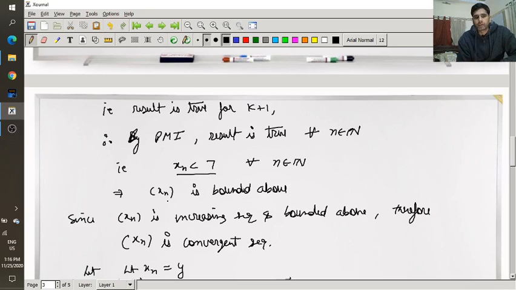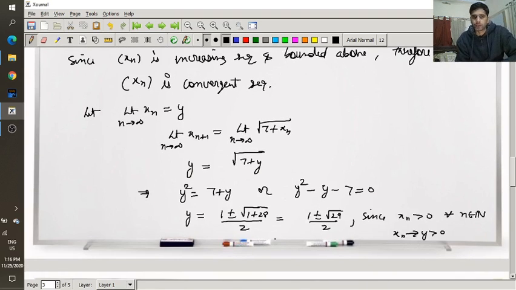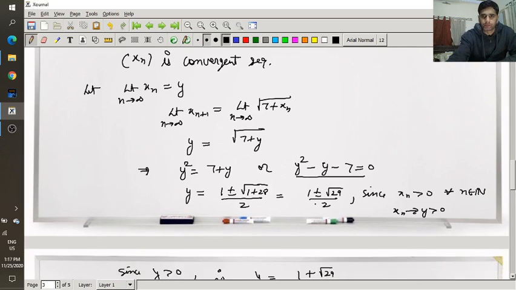So again we have proved that xn is bounded above. Since it is increasing and bounded above, it is convergent. Now we will prove that it is converging to the positive root of this equation. Here we suppose that xn is converging to y. So xn plus 1 will also converge to y, and xn plus 1 is under root 7 plus xn. So we can write y equals under root 7 plus y. By solving this equation, first we get the quadratic equation, and then we get the solution.